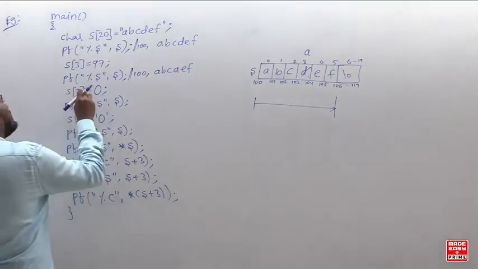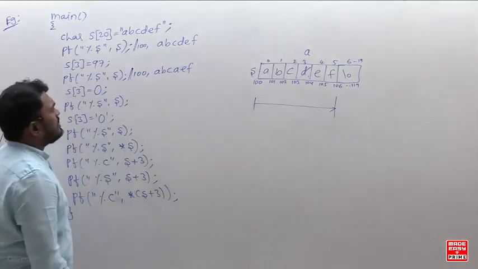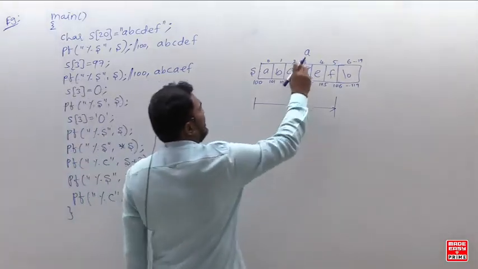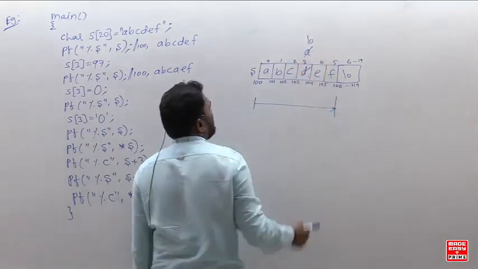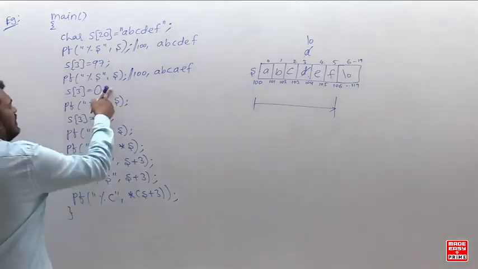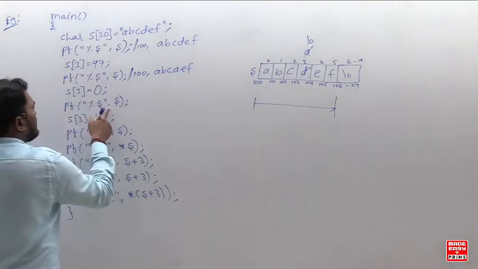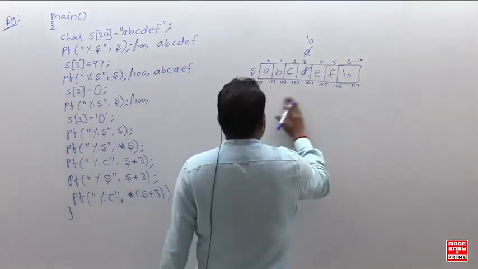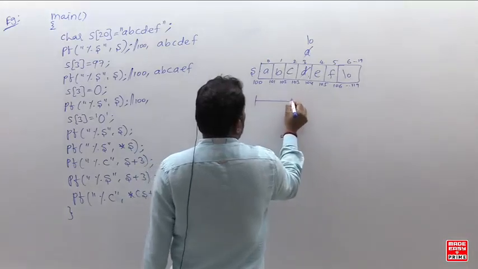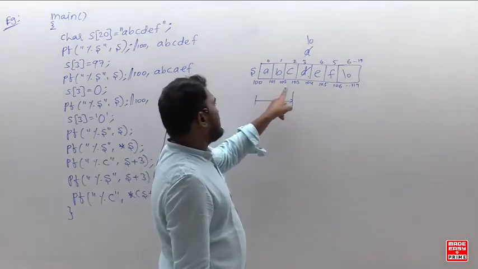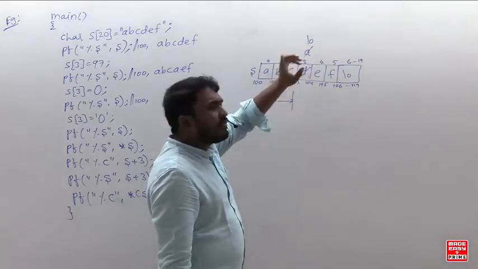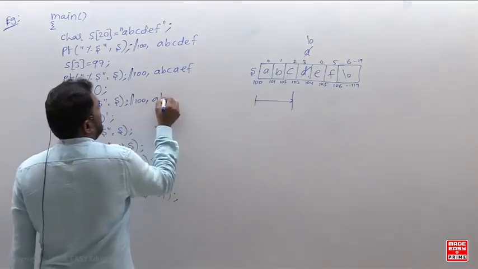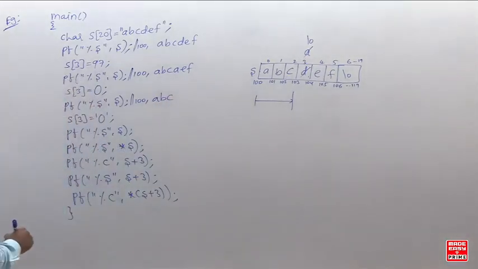Fine. And next S of 3, I am saying as what? 0. Now tell me, 0 is the ASCII value of what? 0 is the ASCII value of the null character. So here you are changing this to the null character. So next if I print, you are providing 100 base address. From the base address provided, you will print all the characters until the null character. So it will print A, B, C only. Because once A, B, C is completed, you are having the null character. When it is looking at the null character, it will assume it is the end of the string. So it will stop there. It will print only A, B, C.